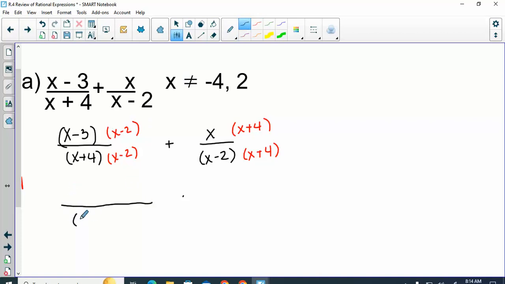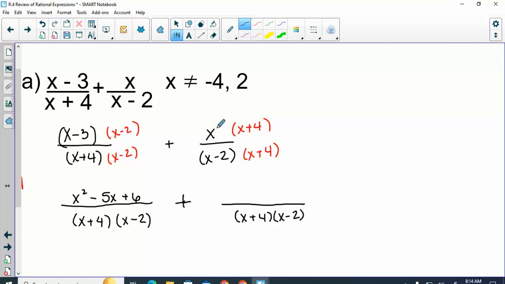Denominator we want to leave in factored form just to make life easy. The top though we do have to distribute, so I have to FOIL those. So we get x squared minus 2x and minus 3x would be minus 5x plus 6. This one we would get x squared plus 4x.